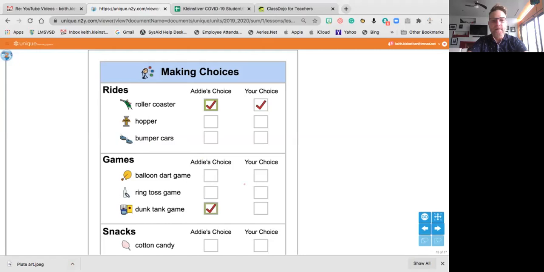Here we go. Okay, so what would you choose? I would choose what she did. Pretty much like Addie, right? I'd choose the dunk tank. Which one would you choose? Point to which one you would have chosen.